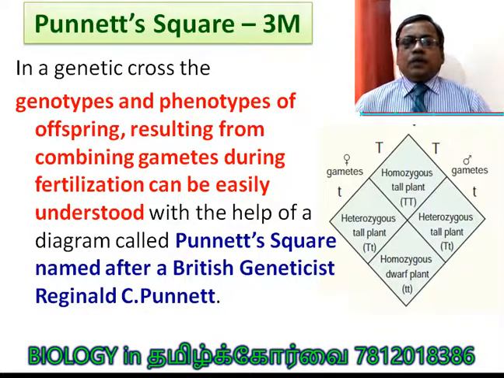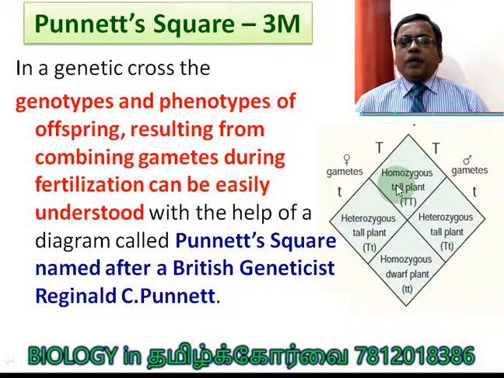Punnett square. In a genetic cross, the genotype and phenotype of offspring result from combining gametes. These are the gametes of the male side, these are the gametes of the female side. So during fertilization, they join together. The Punnett square, named after a British geneticist Reginald C. Punnett, is used to express all the possible combinations of these gametes through fertilization. So all the possible genotypes which could be present in the next generation or in the progenies.